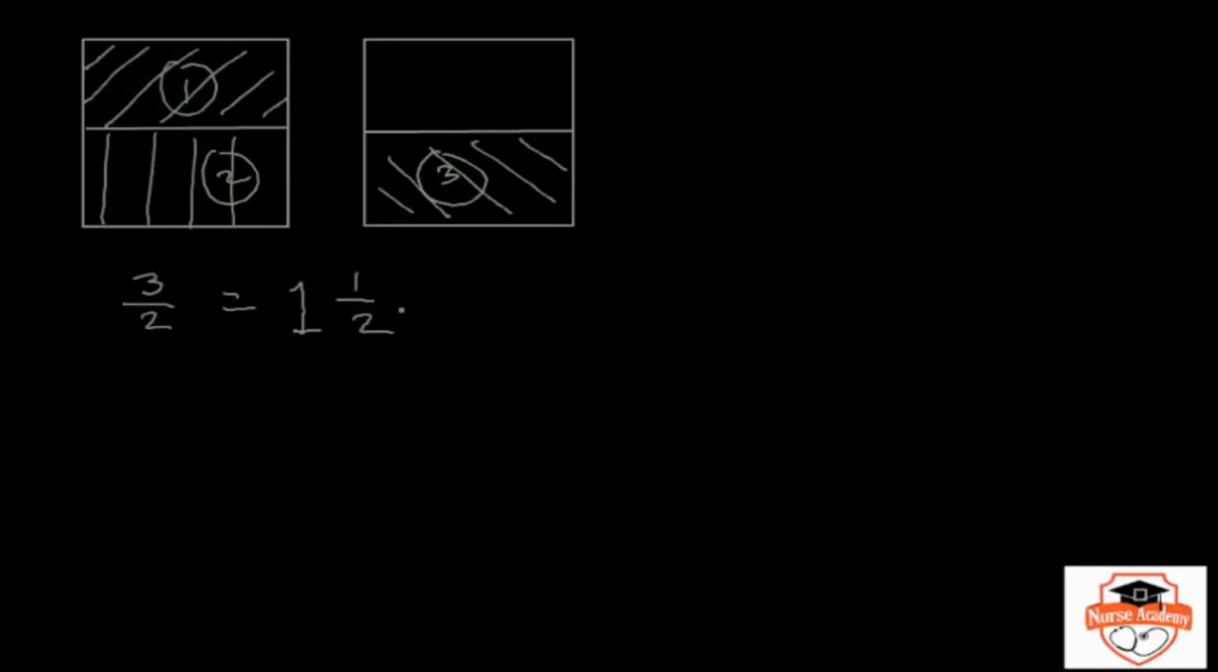Can we go the other way? For example, can we change the mixed number 2 and 5/8, that is 2 wholes and 5/8 of a whole, to an improper fraction? And to be able to do that, let's first draw a picture of 2 and 5/8.